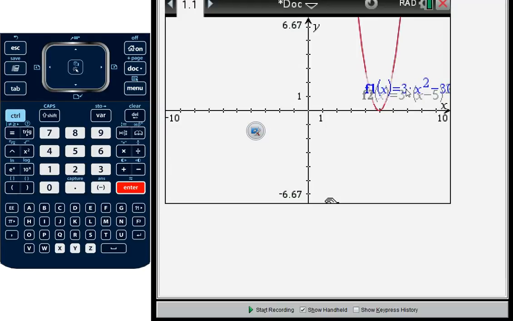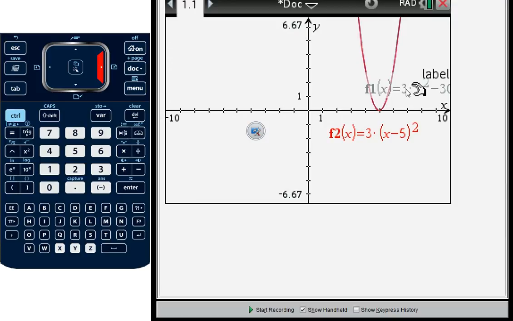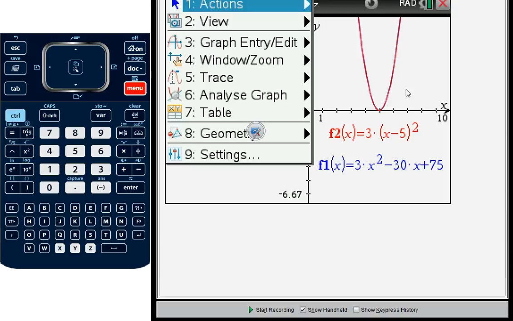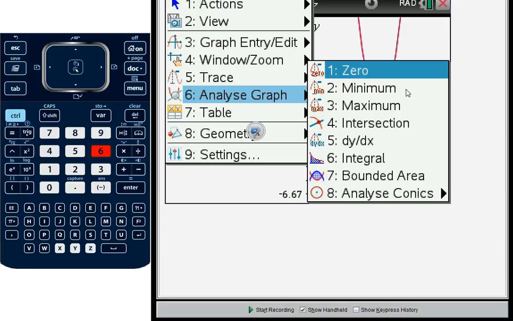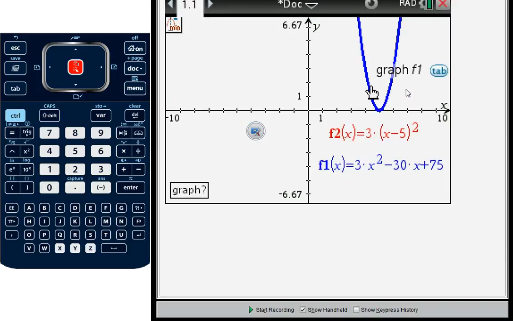I'm going to move these labels out of the way. Okay, and I can visually verify that the vertex is located at 5, 0, but I can also use the calculator to tell me that. I'm going to menu, analyze, and not the 0, but the minimum, because we're looking for the vertex. So I have either one of these because they represent the same graph.